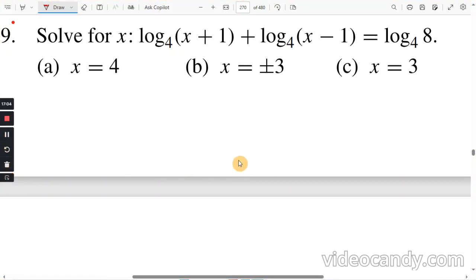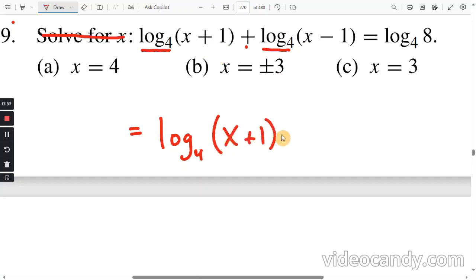All right, number 9 is a little bit of work. They want us to solve for x. So I am going to combine these two using the power rule. We have log base 4 and log base 4 and a plus sign in the middle. So that's going to be log base 4. And since there's a plus sign in the middle, we are using the product rule. Maybe I said power rule, product rule, because there's a plus sign. x plus 1 and x minus 1. And that equals log base 4 of 8.